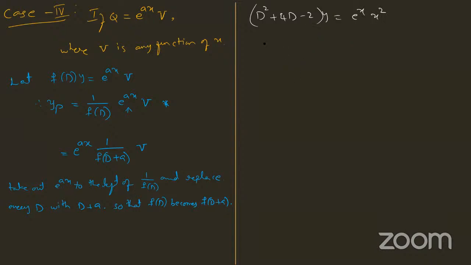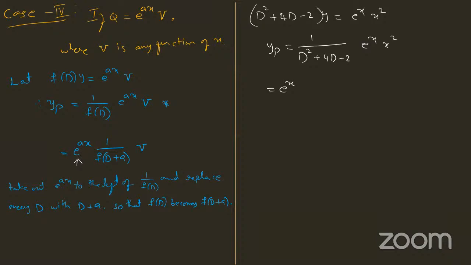Because of this, while writing the particular integral, y p becomes 1 divided by D squared plus 4D minus 2, and you operate this on e power x into x square. So as I said, when it is a product of two functions of this kind, e power x into x square, we need to write this e power x on the left side. Right? See, the idea here is, when you write it on the left side to 1 by f of D, you are not going to use this exponential function in further simplification. You just keep it aside.